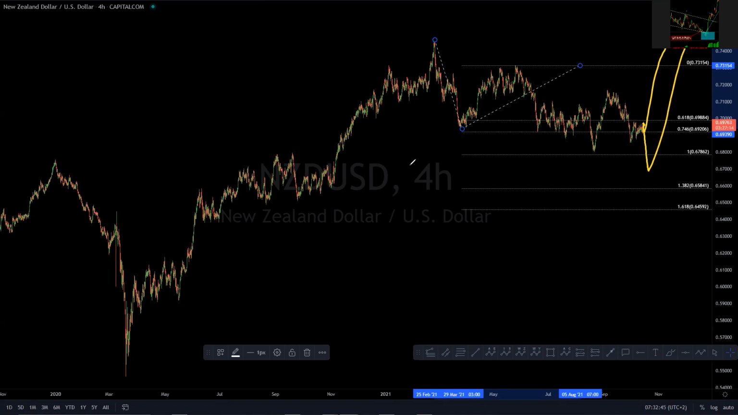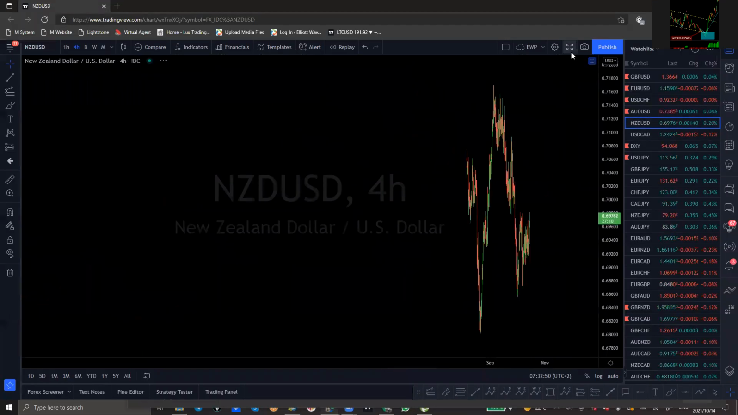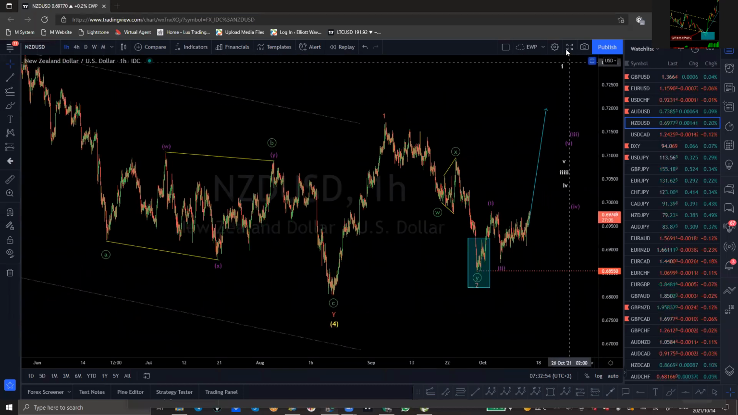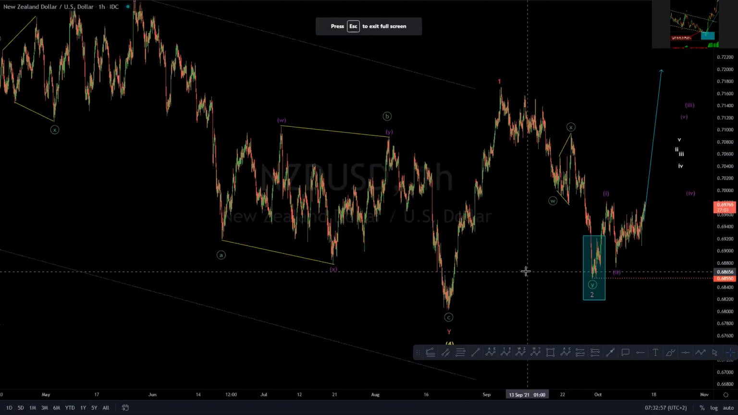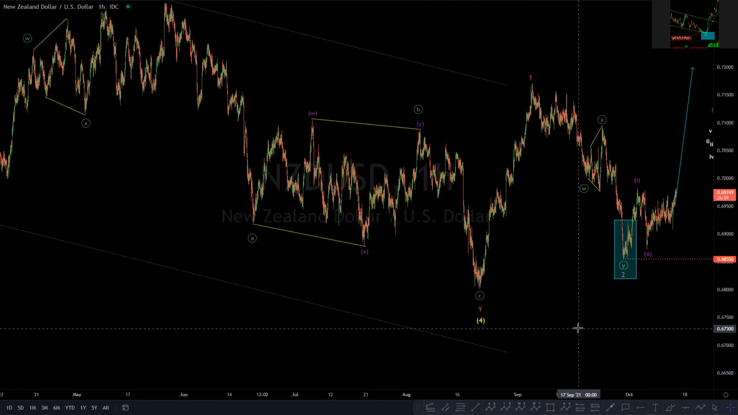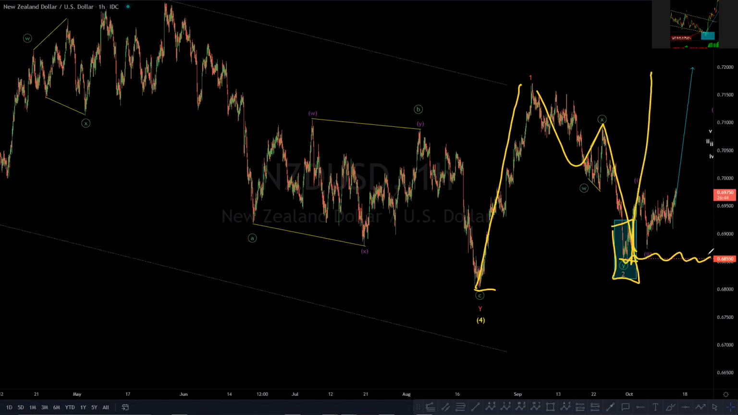Right, so let's take a look on the 1-hourly on New Zealand dollar, US dollar. From these lows here of what we propose in this view to be a wave 4, which hasn't reached 100% equal leg area here, we propose that this is a wave 1 and that is a wave 2 into this blue box area. And we're expecting more upside for as long as this low holds.